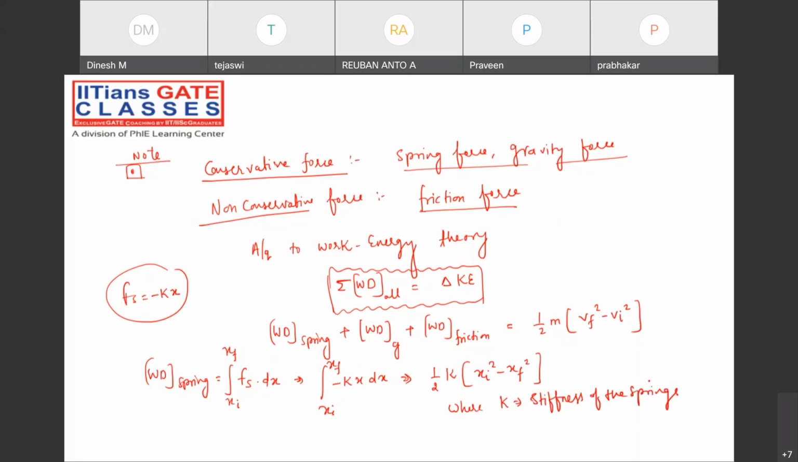Are all of you understanding, or am I moving very fast? Let me know, guys. Because some of you might be making a mistake in writing the work done of the spring, something like half of k into x final minus x initial, but that is wrong. This is correct.